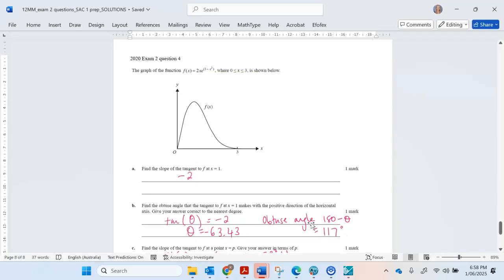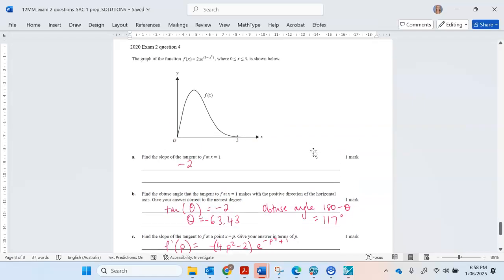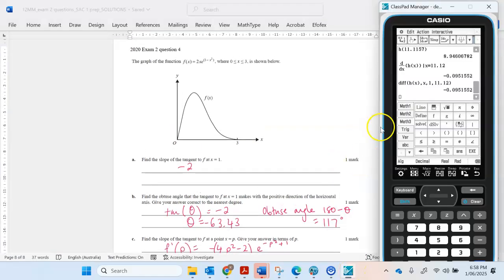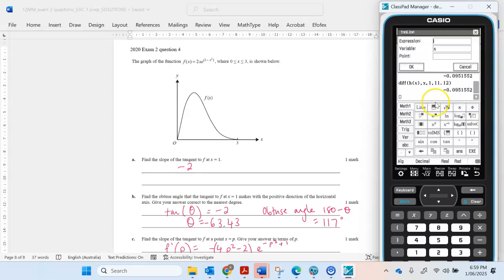So I think this was from the same exam, just a bit later, question 4. So we've got this function, and it's sketched for us between 0 and 3. Find the slope of the tangent. And I'm like, what? Okay, that's pretty easy. So on your calculator, we can just go interactive calculation and line and tan line. And then we just write the expression, and we want it at 1.